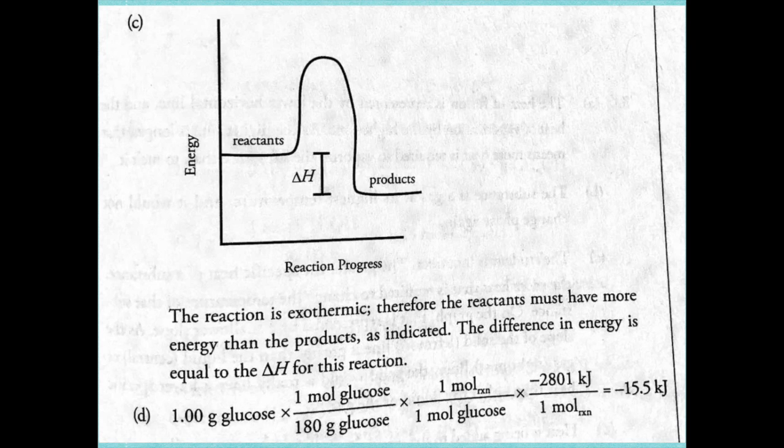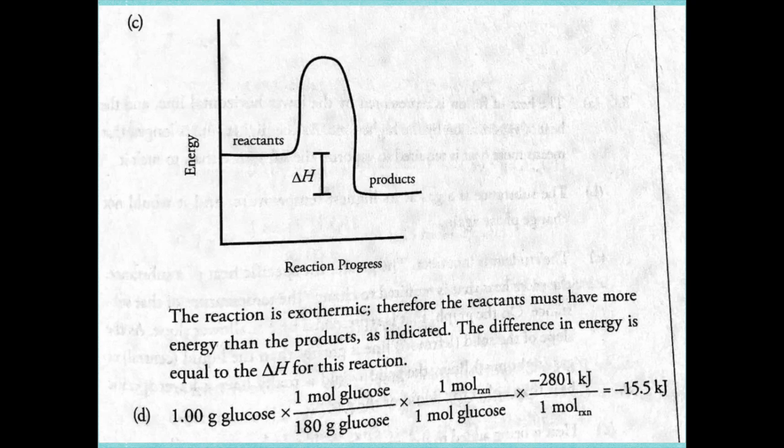Okay, so that's B. In C, it says, using the axis below, draw an energy profile for the reaction and indicate the magnitude of delta H. Okay, so since this is exothermic, the energy of your reactants needs to be higher than the final energy of the products, otherwise it doesn't really matter. And you need to show that your enthalpy change, or your delta H, is going to be the difference between your reactants and your products.